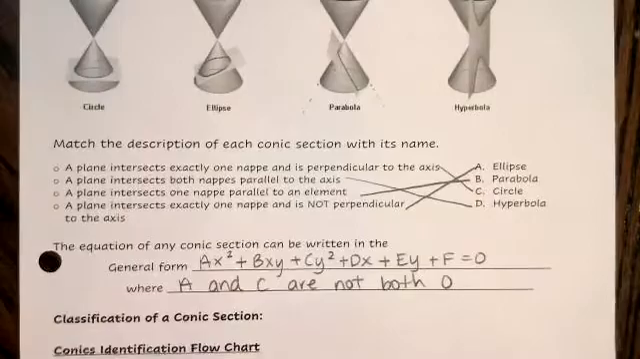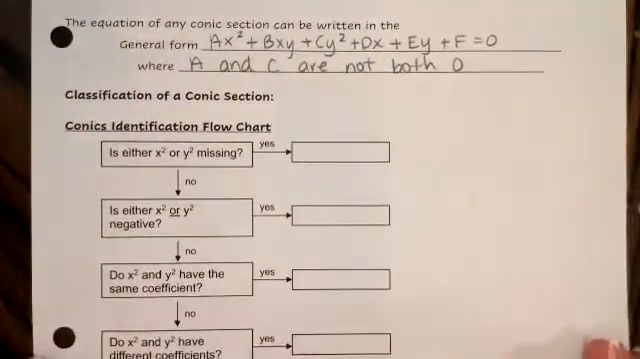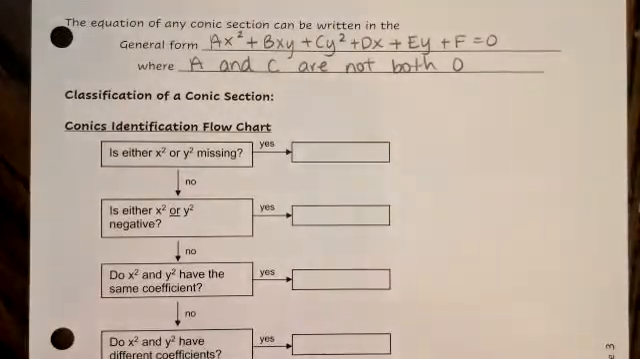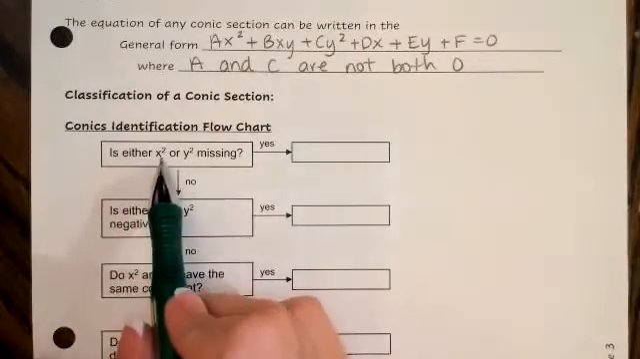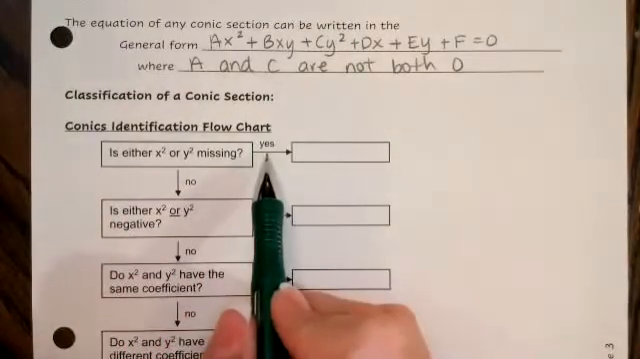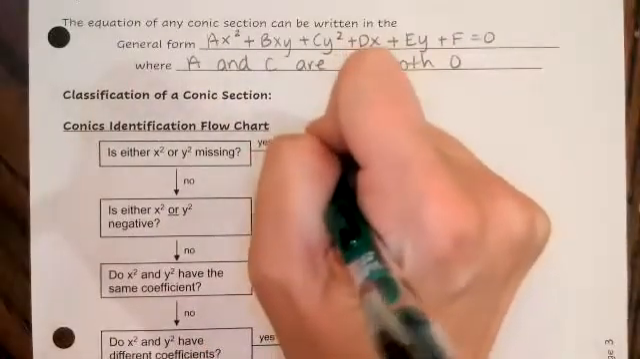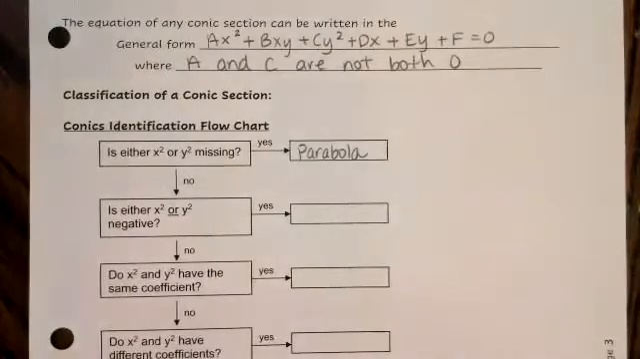All right, so let's talk about classifying these by looking at these equations. We do have a little flow chart here to help you with that. The first thing you want to look at when you see these equations in the general form is, is either x squared or y squared missing? If the answer to that is yes, then our equation is for a parabola. The parabola has to have an x squared or a y squared. It cannot have both. Where our other three conic sections have both, the x squared and the y squared.